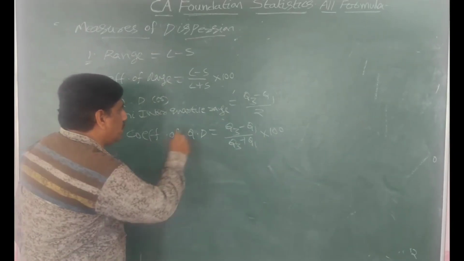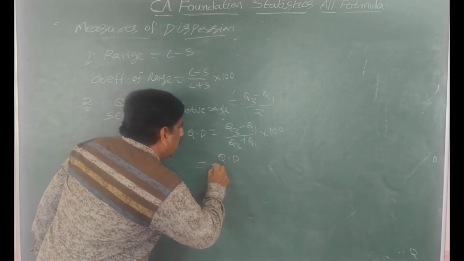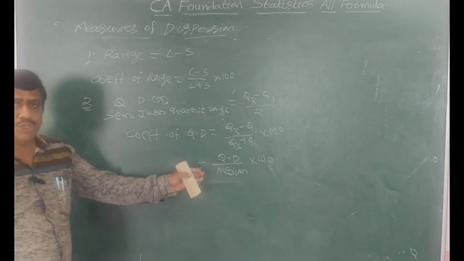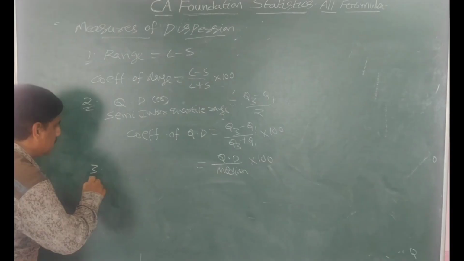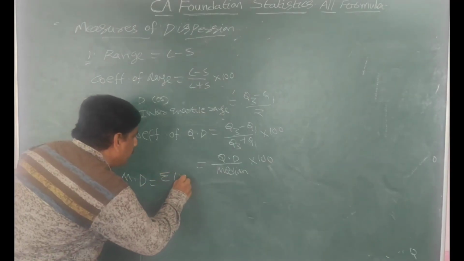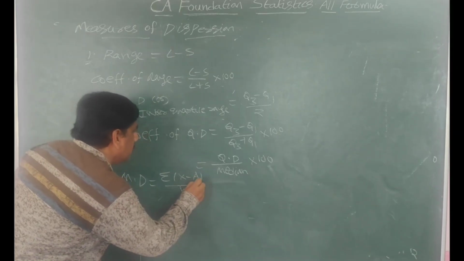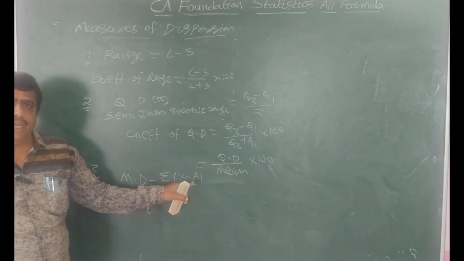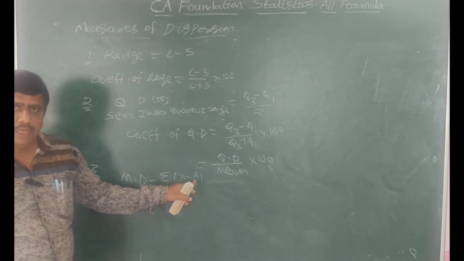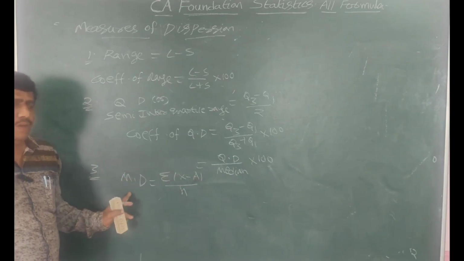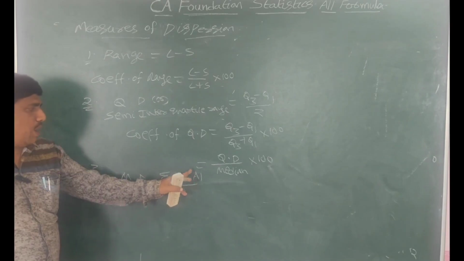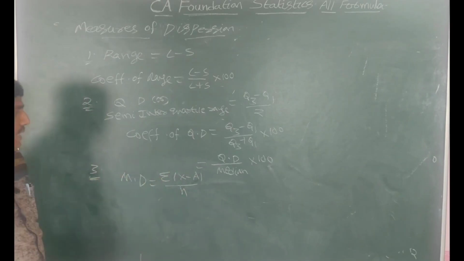If it is a symmetric distribution, the coefficient of QD formula will be quartile deviation by median into 100. Coefficient of QD for symmetric distribution, QD by median into 100. Next, coming to mean deviation, MD. The formula is the sum of absolute deviations from any average divided by n, where A means either mean, median or mode. A may be x bar, or median, or Z. Mean deviation about mean means x bar, about median is the median, about mode means A is Z. So the MD formula, sum of absolute deviations by n, in the case of discrete individual series.